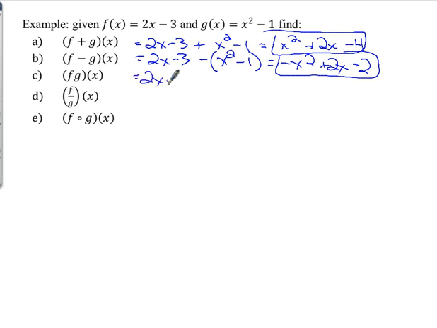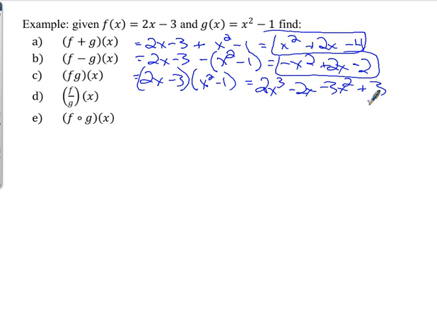F times g of x, this is basically going to be a FOIL problem. So we have 2x minus 3 times x squared minus 1, and we're just going to multiply them together. So 2x times x squared is 2x to the third, then minus 2x, then minus 3x squared, and plus 3. Combine like terms. You can put these in descending order if you want to. I'm going to leave mine just like that because there are no terms to combine.